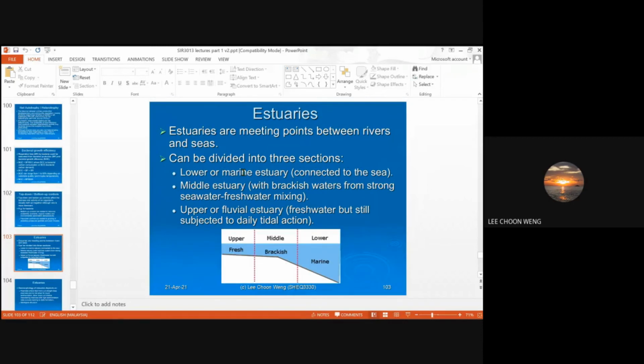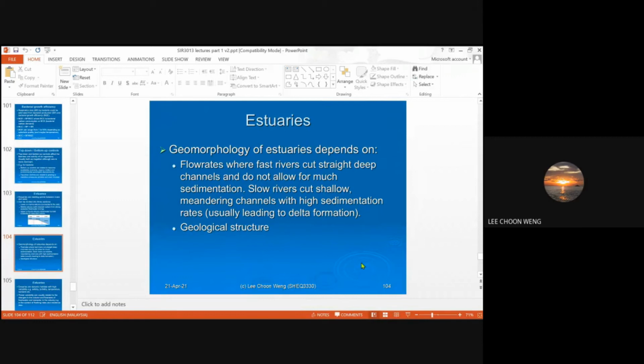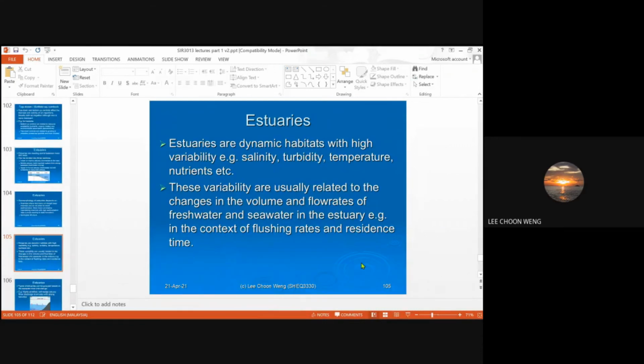So we can have upper, middle, and lower estuaries. Of course, you have different types of estuaries depending on the geomorphology and the flow rates of the river. So if the rivers are fast flowing, you'll have a different shape in the geomorphology of the estuary as opposed to a slower flowing river. Of course, the geological structure of the rocks of the estuary will also determine what kind of formation is formed. So estuaries are very dynamic because they keep changing.